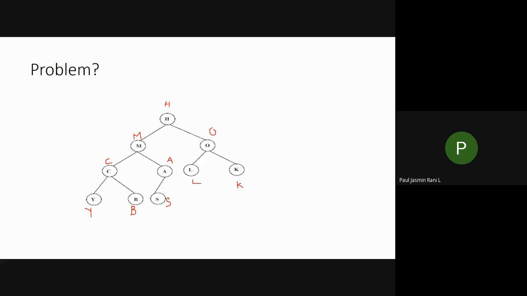What's the question? You have to perform in-order traversal. So what is the algorithm you have to follow? First, you have to give preference to the left subtree. Then only you have to visit your root element. Then you have to move on to your right subtree. I'll give you 1 minute.